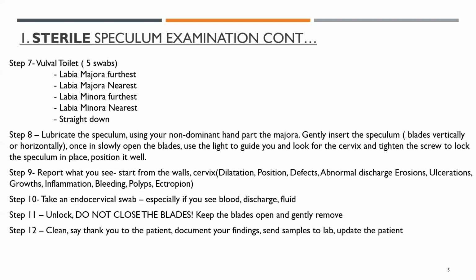If you're seeing any bleeding, you can even ask the patient to cough to see if there's any active bleeding. Are there polyps? Is there an ectropion? So basically, you're doing everything to find out and diagnose this patient. Next, since you've made this patient already uncomfortable, you might as well take a swab. So do an endocervical swab, especially when you're seeing blood, discharge, or fluid. Because you don't want to suspect something, then tell them, oh, we need to do another speculum examination to get some samples. Next, unlock.